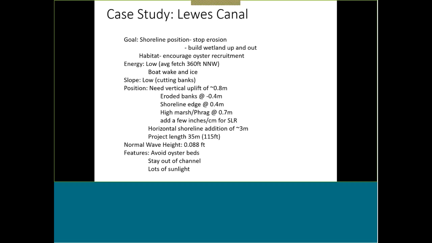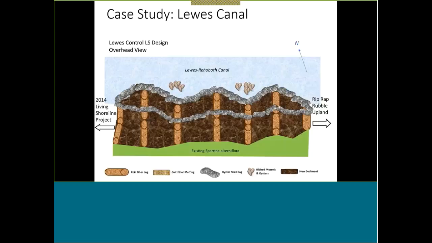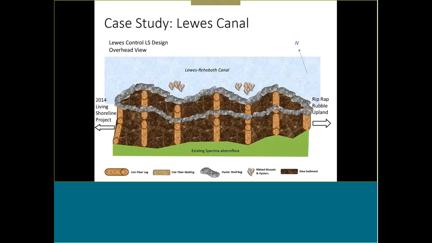So the wave energy here is not very high. We have some features. We have lots of sunlight. We want to stay out of the channel and avoid those oyster beds. So taking all of that into account, this is an aerial view. You can see the north arrow, we've got the Living Shoreline project to the left and the riprap rubble to the right.